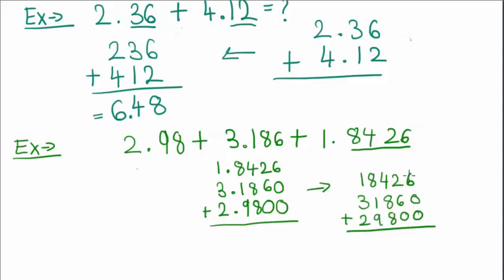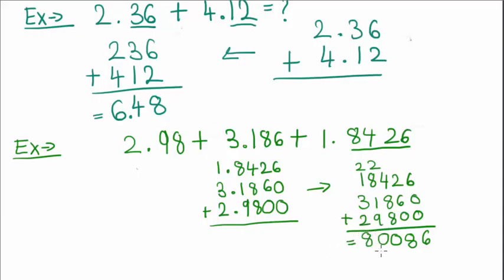Next, I need to add them. So 6 plus 0 gives me a 6. 2 plus 6 plus 0 gives me an 8. 4 plus 8 gives me a 12, so I write 2 and carry 1. 8 plus 2 gives me a 10, plus 1 gives me an 11, plus 9 gives me a 20. Then 2 plus 1 gives me a 3. 3 plus 3 gives me a 6. And 6 plus 2 gives me an 8.